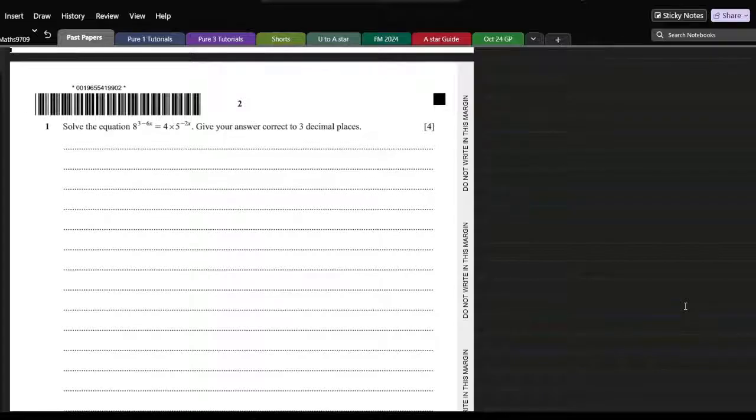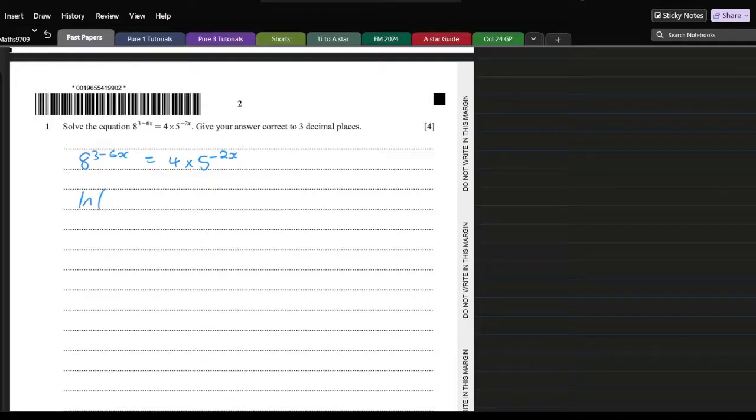Number 1. Solve the equation 8 to the power 3 minus 6x is equal to 4 times 5 to the power negative 2x. Give your answer correct to 3 decimal places. Alright, so we've been given 8 to the power 3 minus 6x is equal to 4 times 5 to the power negative 2x. So let's start by applying the natural logarithm to both sides.